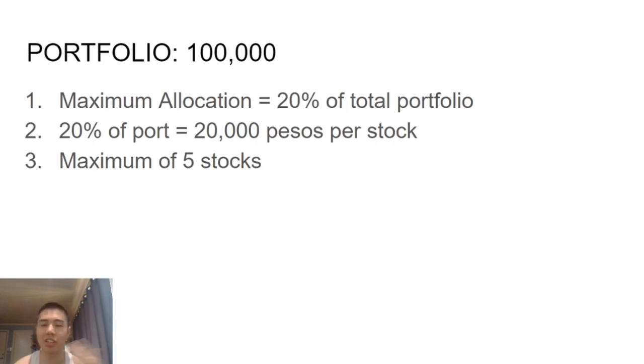Right, so let me just give a scenario. Assuming na portfolio mo 100k, if you follow these simple rules, solid na to. So 100k, maximum allocation mo 20% of total portfolio, and this can be less, max 20%. Tapos let's say 20 pesos per stock. So highly concentrated ka, and then maximum 5 stocks. So diversified ka pa rin. But you can lessen this pa. Ito na yung maximum, pwedeng 15%, pwedeng 10%, depending on you, right?